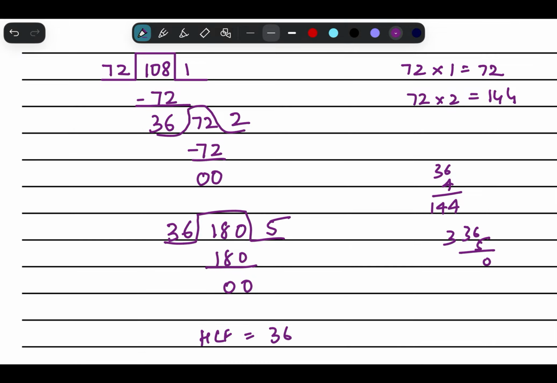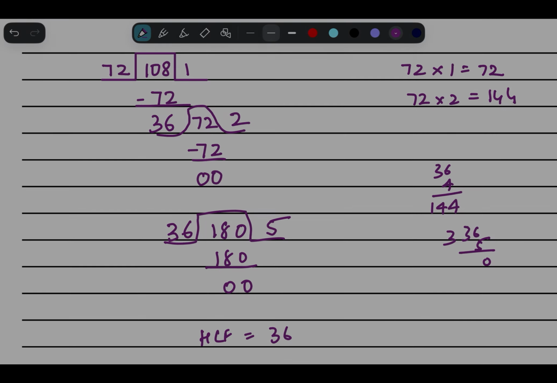Now I want you to try two sums on your own, and I'm going to bring out the answers very soon. There you go. Pause the video, solve it, and I'll bring up the solution. Okay, I'm bringing up the solution now.